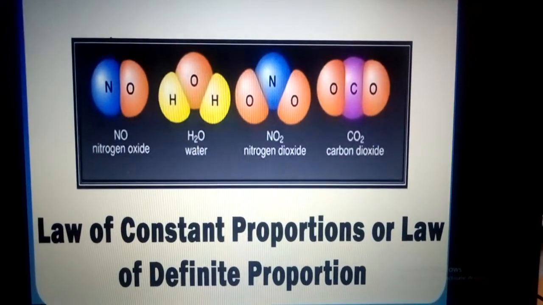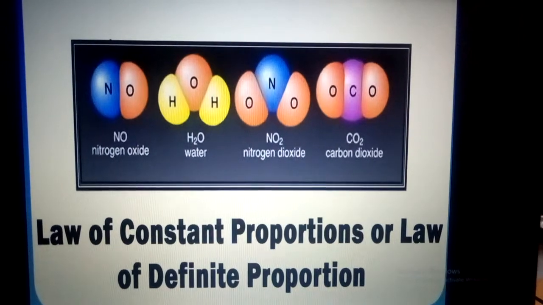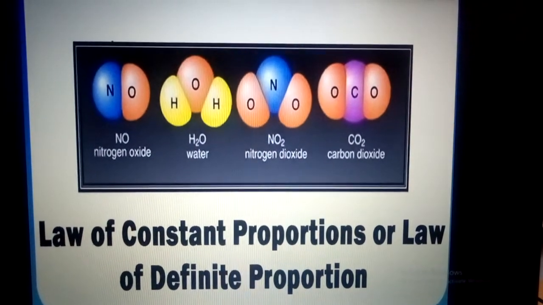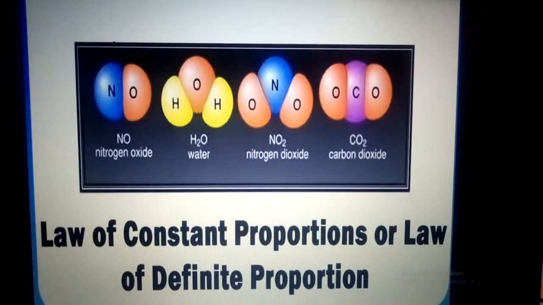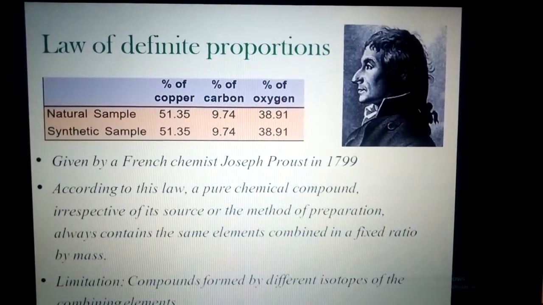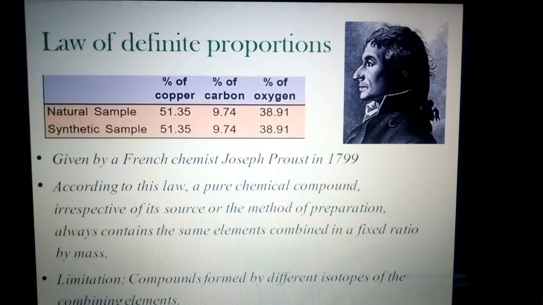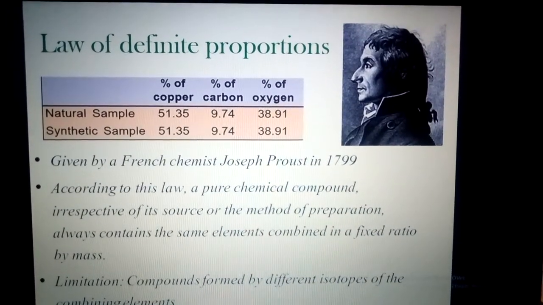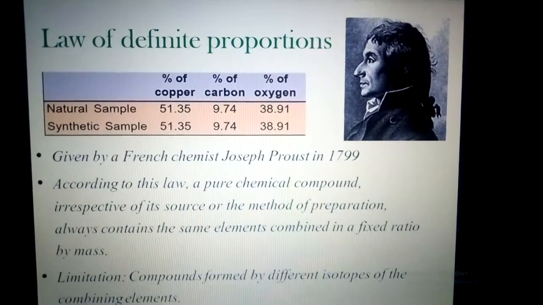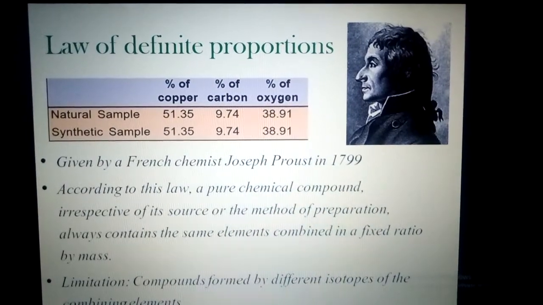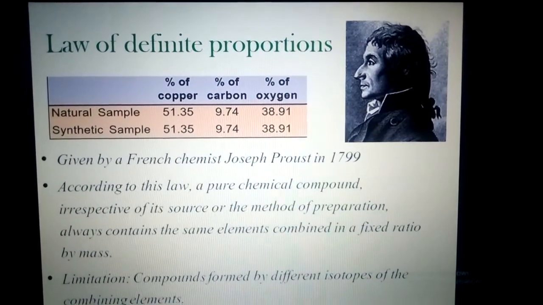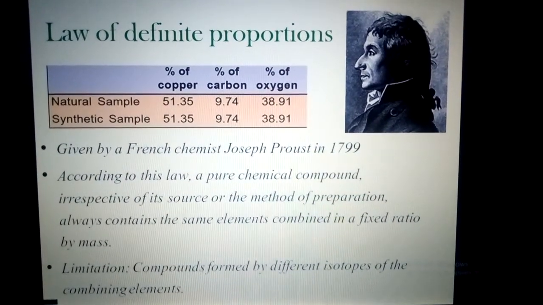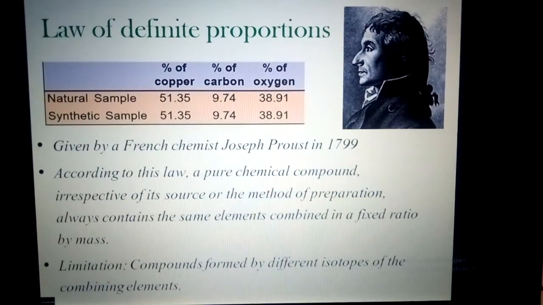Now let's move to the second law of chemical combination, that is, the law of constant proportions or law of definite proportions. This law was given by a French chemist, Joseph Proust, in the year 1799. According to this law, a pure chemical compound, irrespective of its source or the method of preparation, always contains the same elements combined in a fixed ratio by mass.